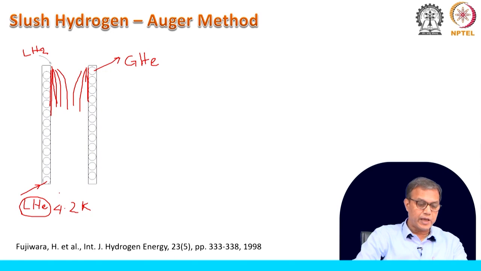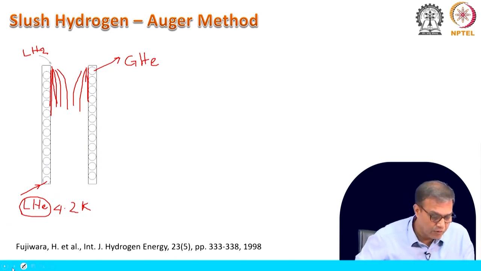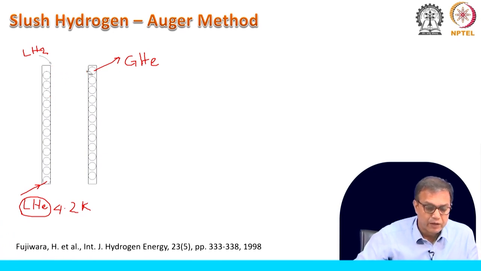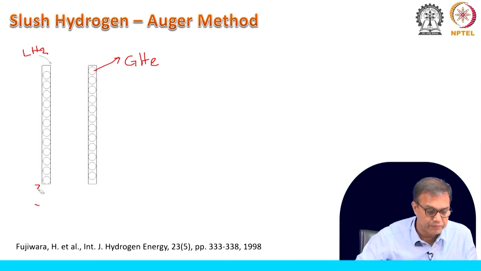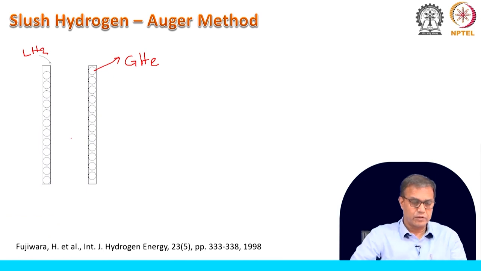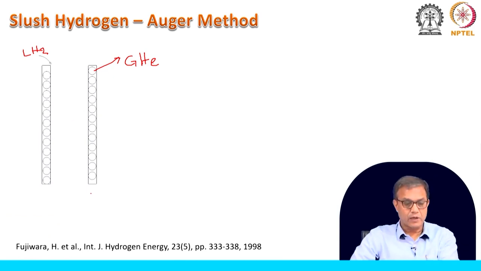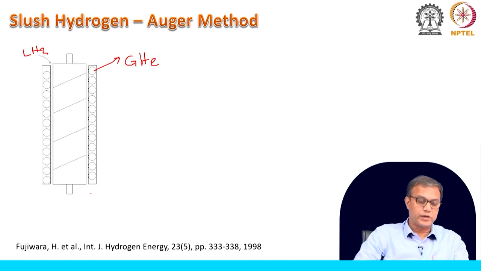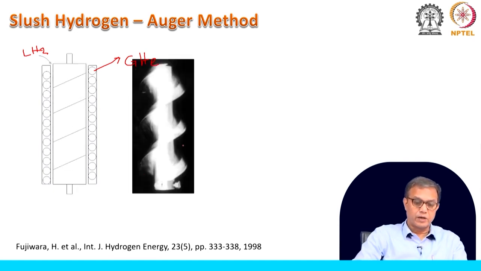For doing that, we need some kind of cutter, which we call an auger. This inner surface is cooled with liquid helium, and liquid hydrogen is coming through this top surface, and then we are adding one cutter through this. This is basically a rotating cutter, and this is the actual picture we have taken from this paper.